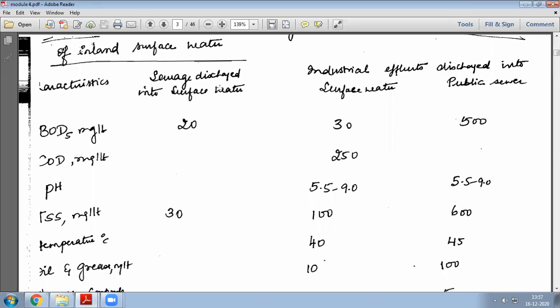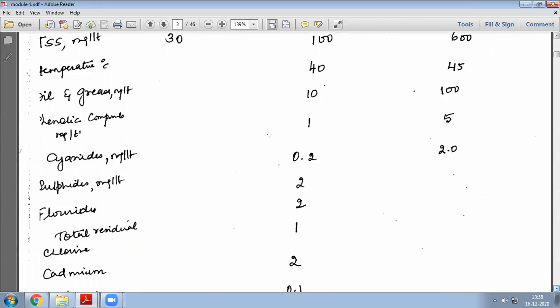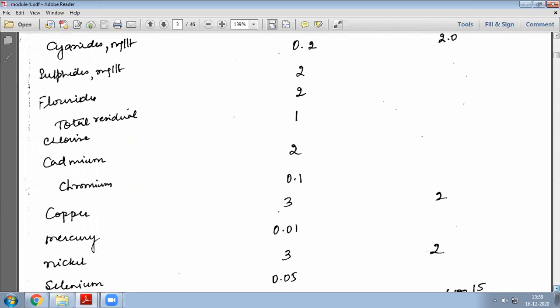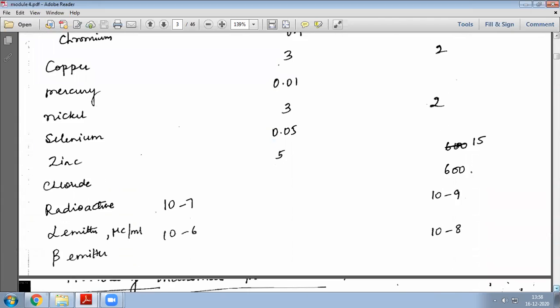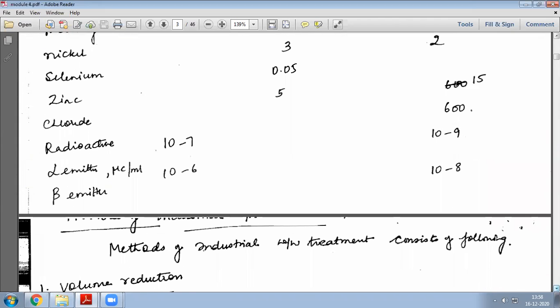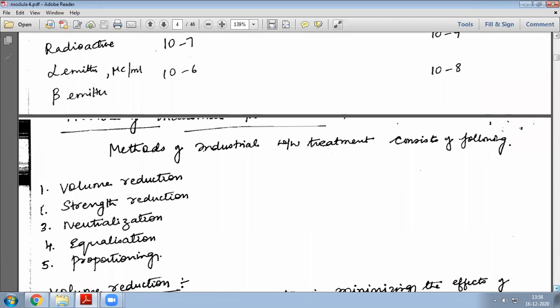Within 30, it has to be there. For normal domestic waste, it has to be 20. Like that, I think you already covered a few experiments, hardness, alkalinity. So those limits I'm showing here. If any one thing comes up in excess, then the whole process completely changes. The river gets polluted. So many problems will be faced.